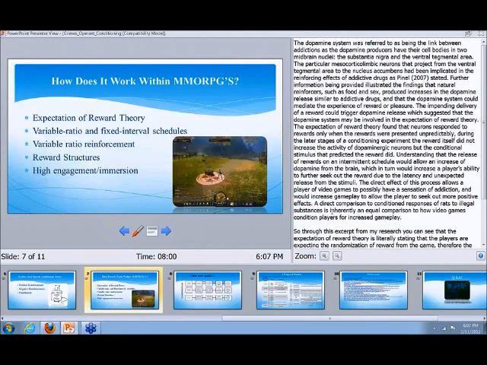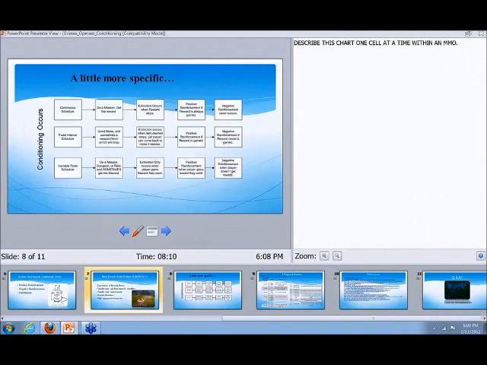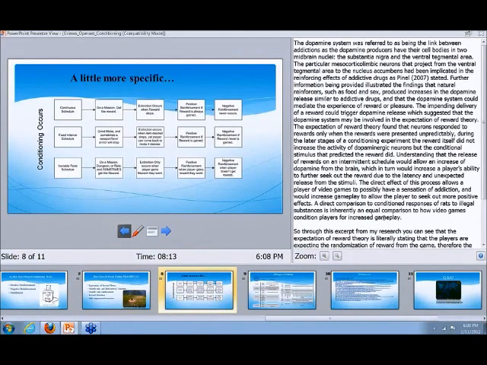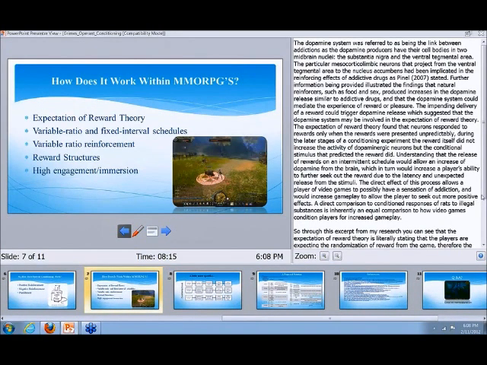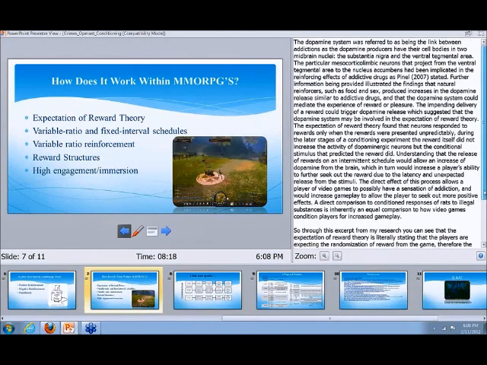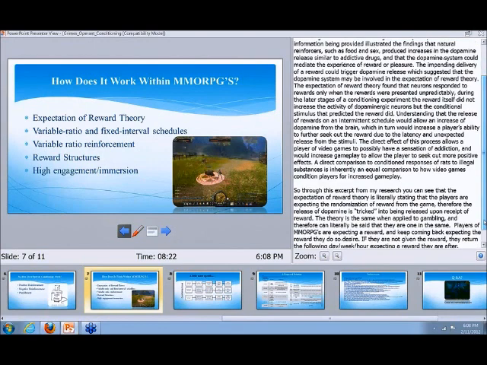A direct comparison to conditioned responses of rats to illegal substances is inherently an equal comparison to how video games condition players for increased gameplay. So from the excerpt from my research, you can see that the expectation of reward theory is literally stating that the players are expecting the randomization of reward from the game. Therefore, the release of dopamine is tricked into being released upon receipt of reward.